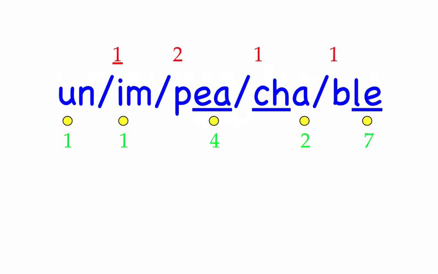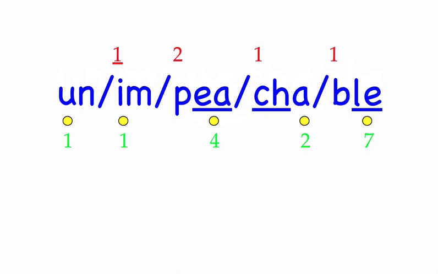Unimpeachable. Mark the word. Unimpeachable. Notice the 1 is underlined between the first and second syllables because we have an exception to syllable rule 1.